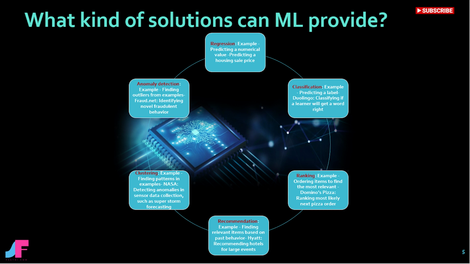Common uses for ML models are regression. Example, predicting a numerical value, predicting a housing sale price. Classification. Example, predicting a label. Duolingo, classifying if a learner will get a word right. Ranking. Example, ordering items to find the most relevant. Domino's Pizza, ranking most likely next pizza order.